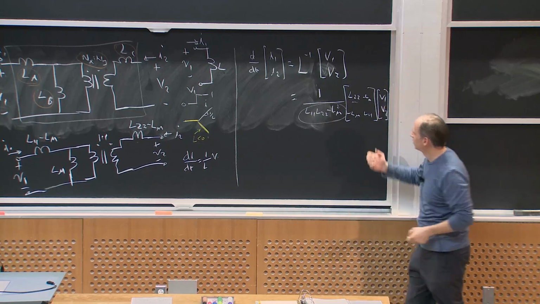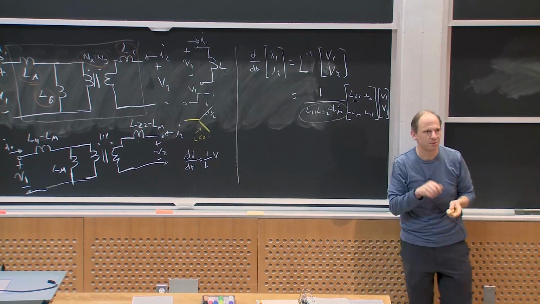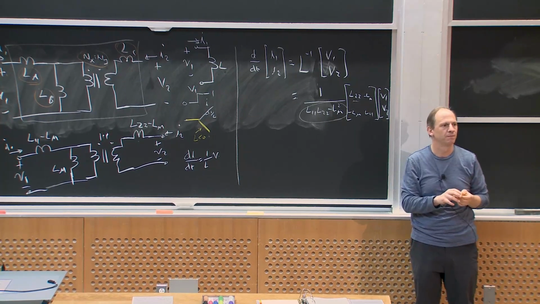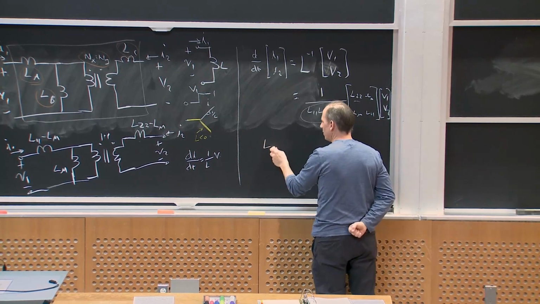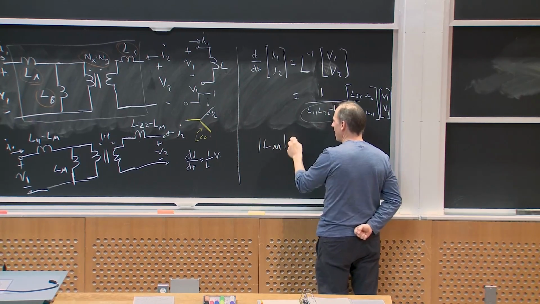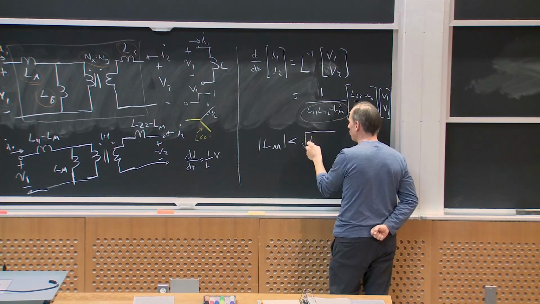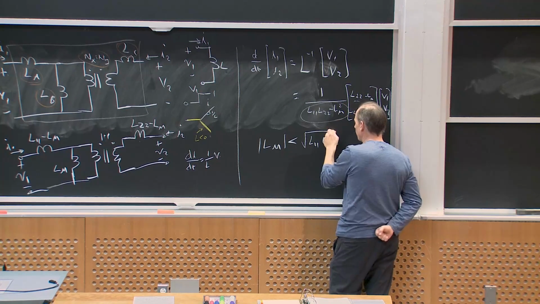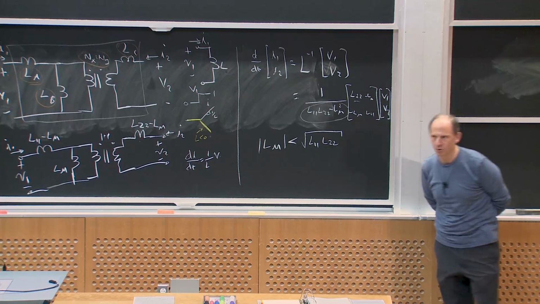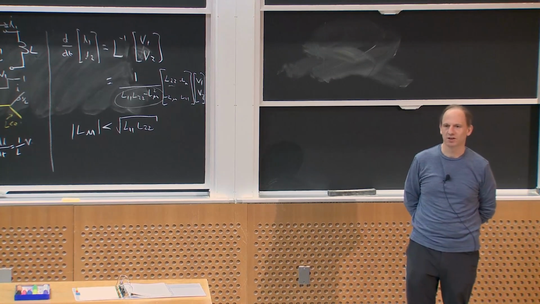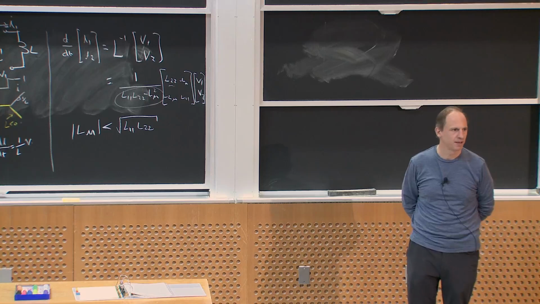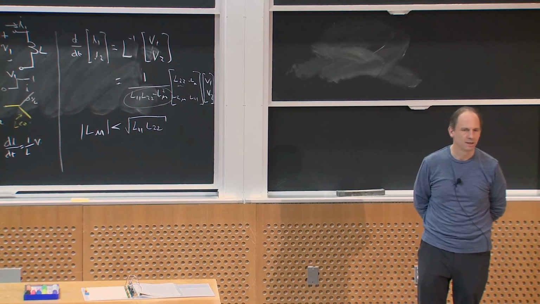Or another way to put it is this inductance matrix has to be positive semi-definite. Okay? So what I get is a requirement that the magnitude of Lm has to be less than the square root of L11 L22 for any physical transformer. In the more winding case that we'll see, it just means the matrix has to be positive semi-definite. Okay?